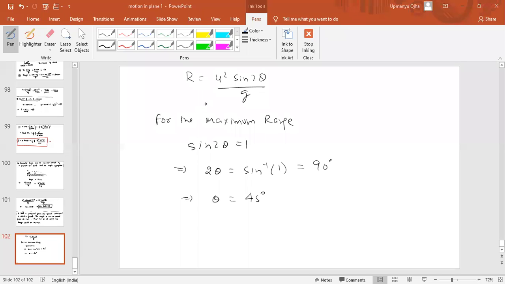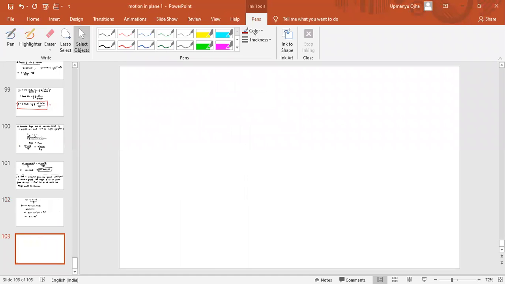Okay, fine. One more method to prove this. We can prove that with the help of maxima and minima. That also we can prove. To prove by maxima and minima, we have to first write the equation of range. Range equal to u squared sine 2 theta by g.